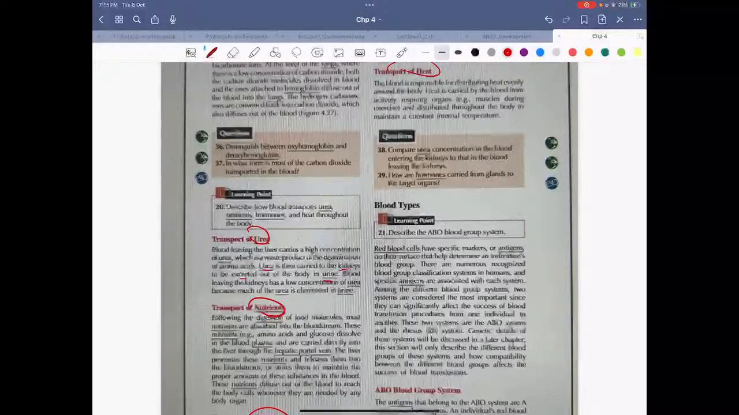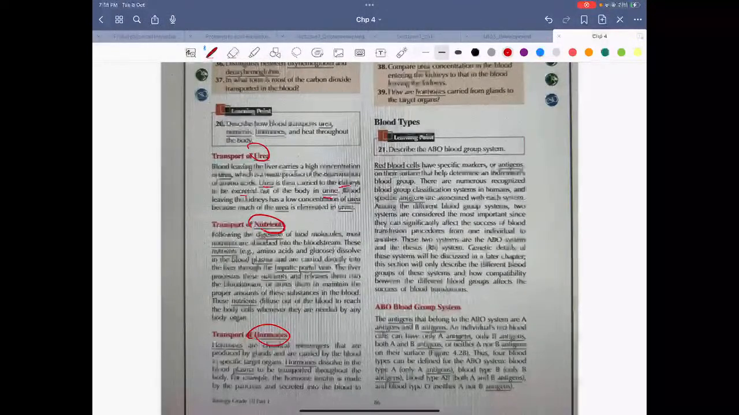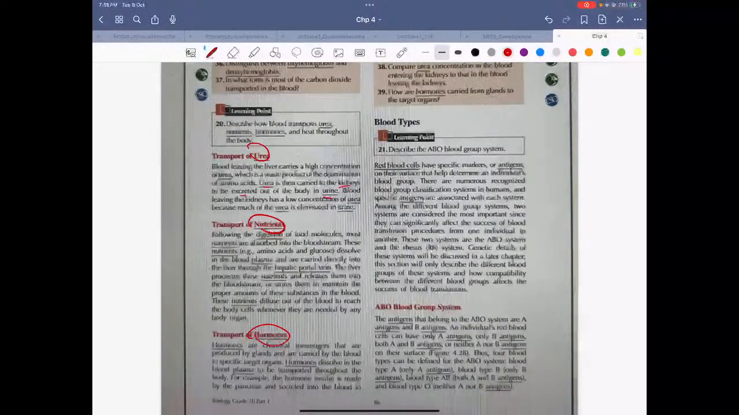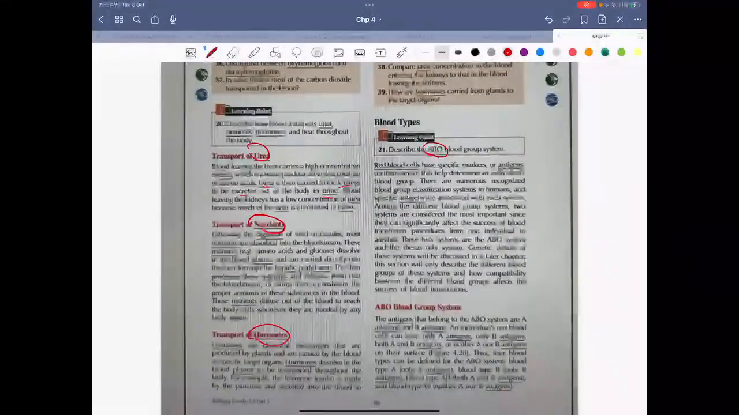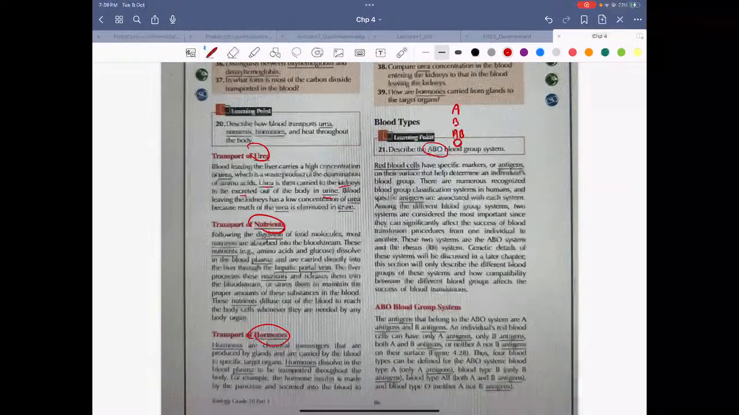Okay, let's move on to the different blood types. Red blood cells have specific markers or antigens. What are antigens? We said antigens are proteins, and these, on their surface, help determine an individual's blood group. Now we have the ABO blood group system. Those are the main ones. We have A, we have B, we have AB, we have O. It could be positive or negative.